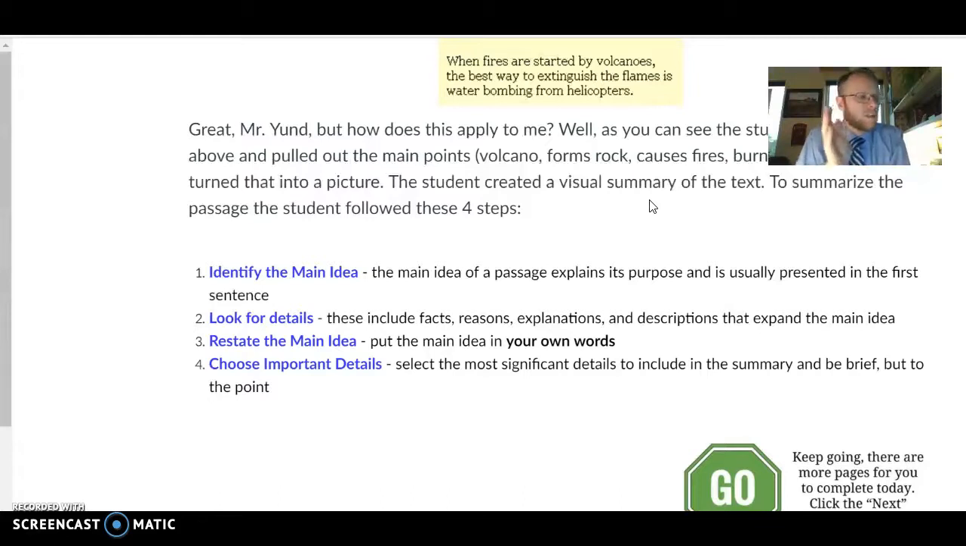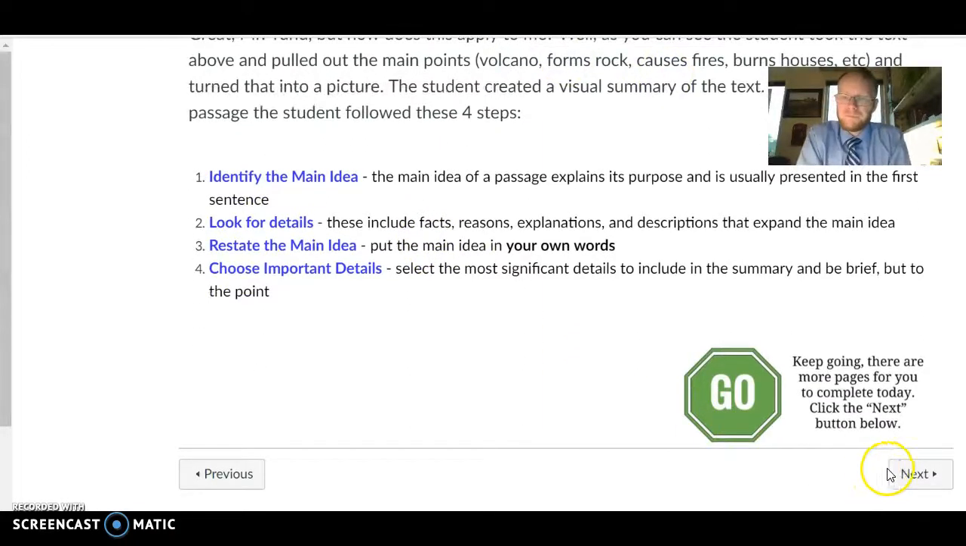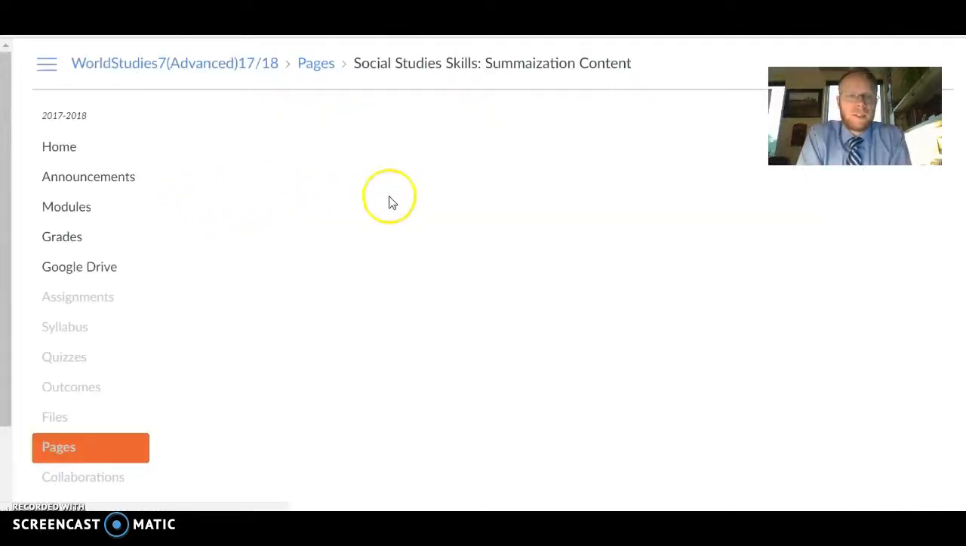I'm going to say this a lot throughout the course of the year. Put it in your own words. No copy pasting. All right, number 4, choose important details. Select the most significant details to include in the summary, and be brief. Be short about it, but to the point. Hop on to the next page.